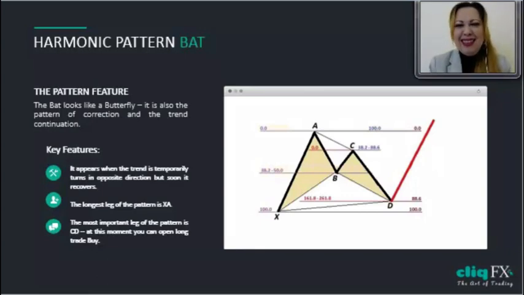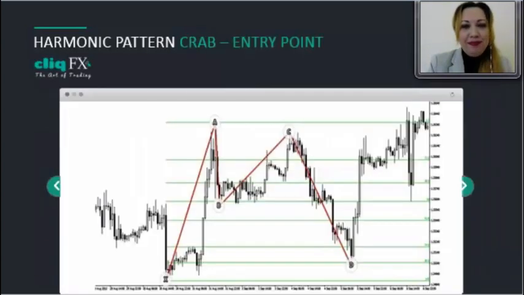And CD, this is the most important leg in this formation. Actually, at that moment, you can open a long position, which is buy. And the entry points: define, according to your point of view, where the pattern completion of point D will be. The best case scenario, it will be on the level of correction of the leg XA on 88.6 of Fibonacci. Set a buy limit at this point. Regarding stop loss, it must be below point X.